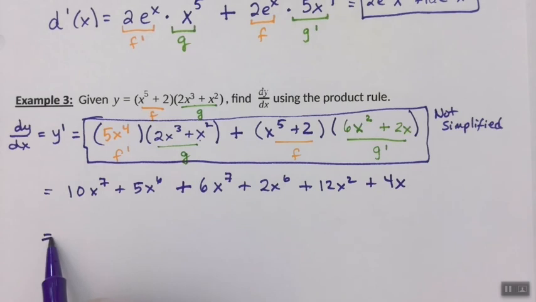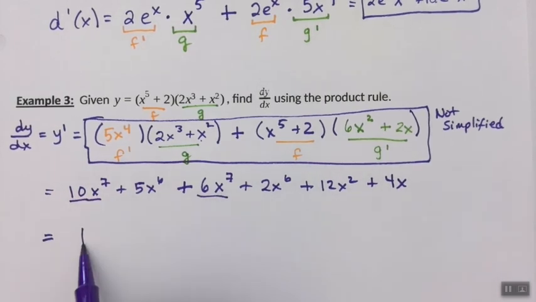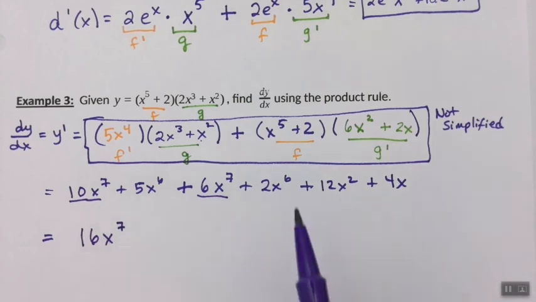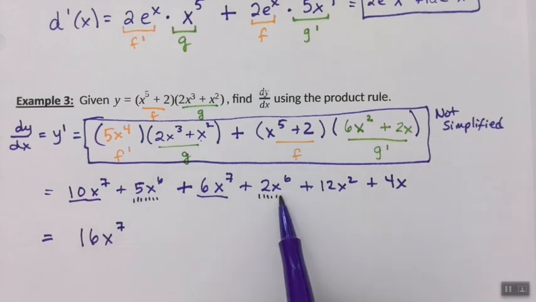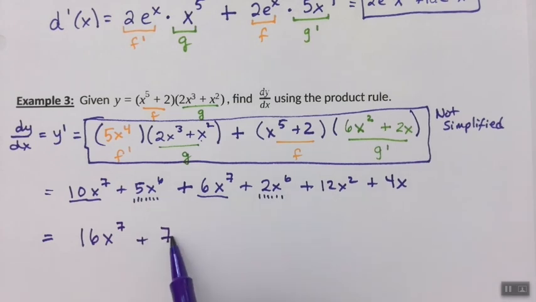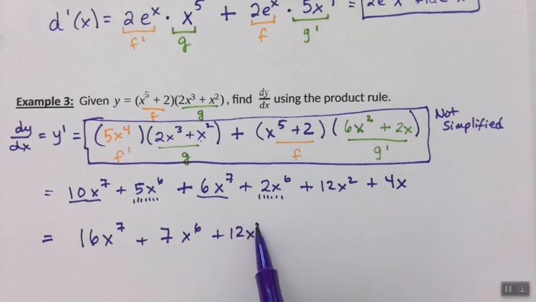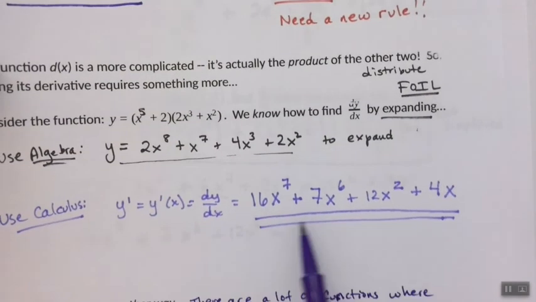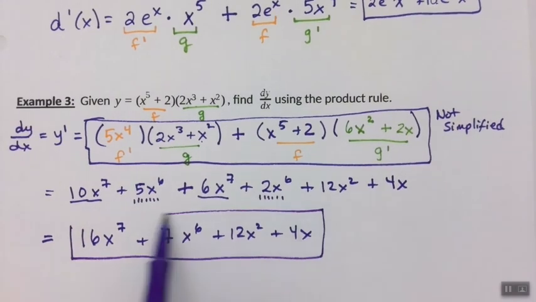Combining like terms gets me, let's see, this one and this one are like terms. So that makes 16x to the seventh. And then this one right here and this one right here makes 7x to the sixth plus a 12x squared plus a 4x, and lo and behold, that's exactly the same answer I had before right here. See, it works. So this is simplified.